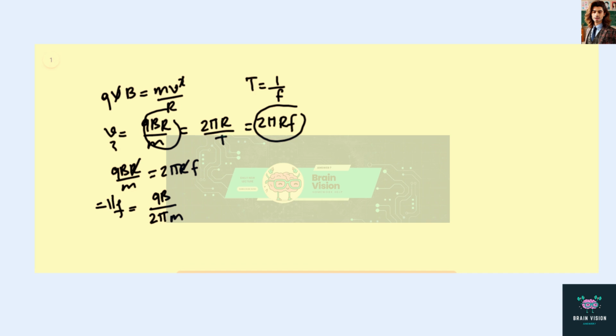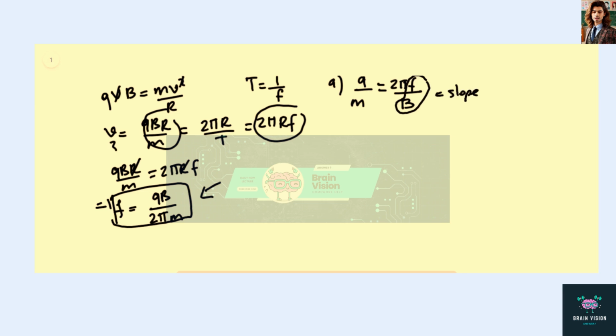Now, this is going to be an important equation. We're going to need this over and over. In part A, we're asked to calculate q over m. Let's isolate q over m out of this equation. It's going to be 2 pi f over B, so the frequency over magnetic field, this is basically your slope that is given to you. For me, I calculated the slope based on one data point. If you want to be more precise with your answer, you should plot it in Excel and get the slope out of there.